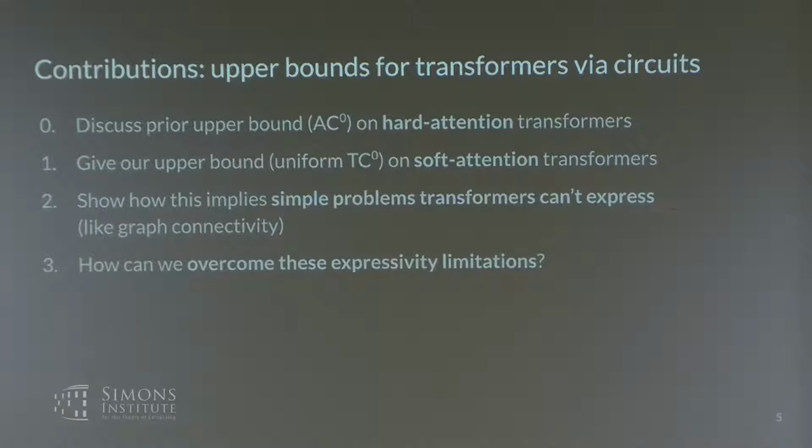And finally, I'll talk about how we can overcome these expressivity limitations. So what are ways we can get transformers to express computation outside the class TC0? So here I'll talk about chain of thought, the method used by models like GPT-o1, and then also whether other architectures can change the expressive power. So most concretely, we've thought a lot about state space models.